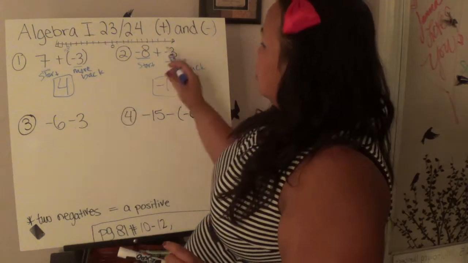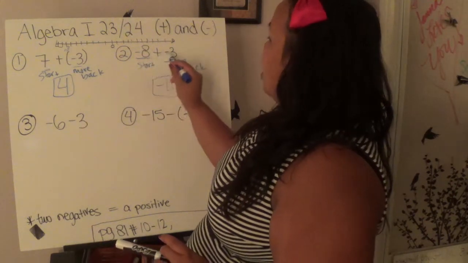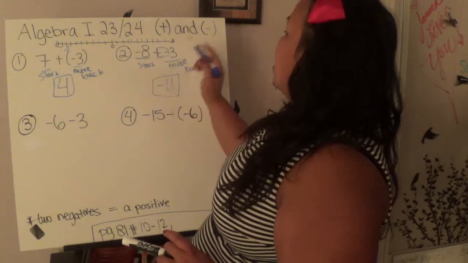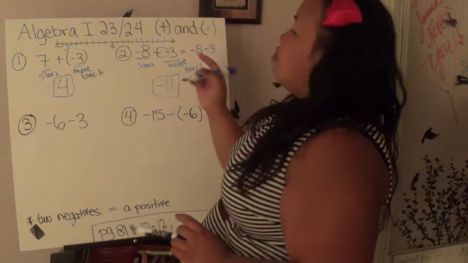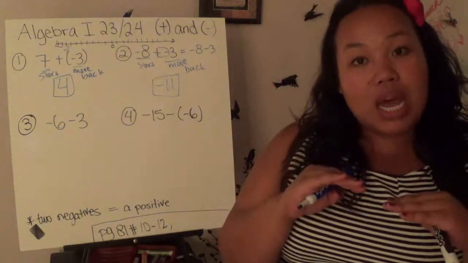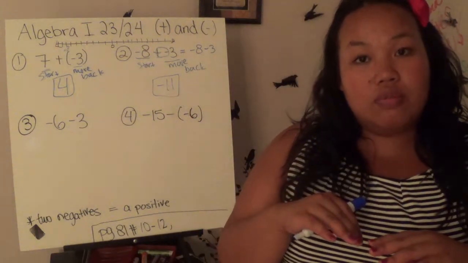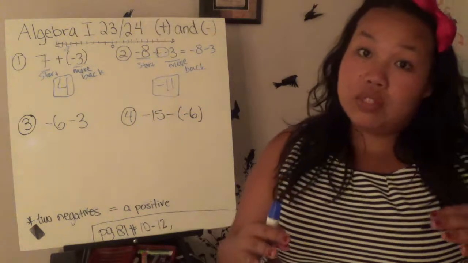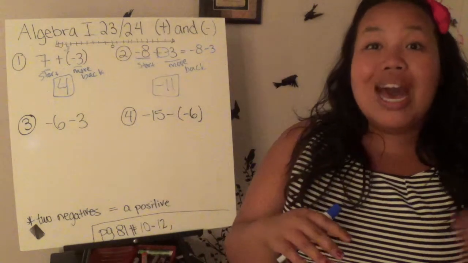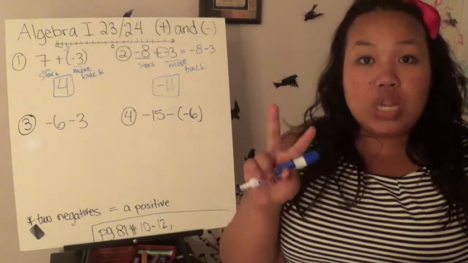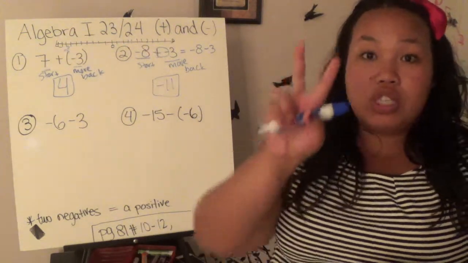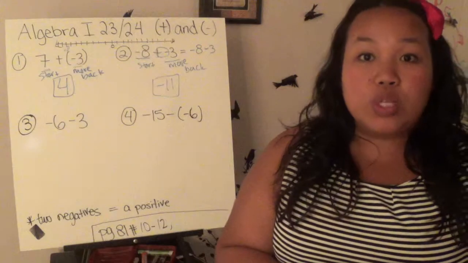It's kind of similar to this thing right here, because -8 with a positive and a negative together is the same thing as saying -8 minus 3, because that positive and negative combined will give me a negative. A positive and positive combined will stay positive. A negative and a negative combined will give me a positive. So two negatives give a positive, but if they're different, negative always wins.